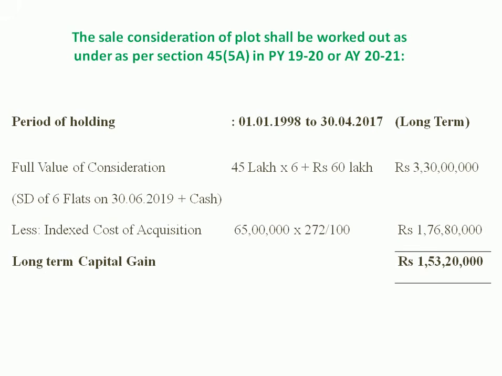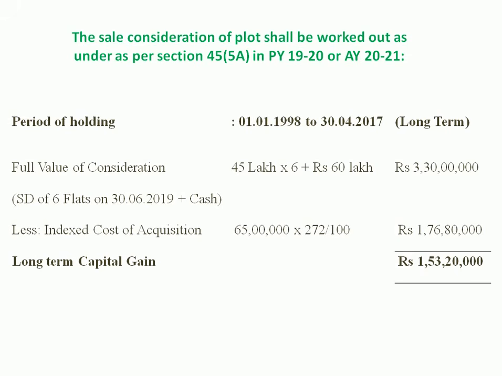Mr. X can take the cost of acquisition as the fair market value on 1/4/2001, which is 65 lakhs, and index it. Once computed, the long-term capital gain tax would have to be paid on the gain of 1,53,20,000. I hope the provision of section 45(5)(a) is understood by this illustration.